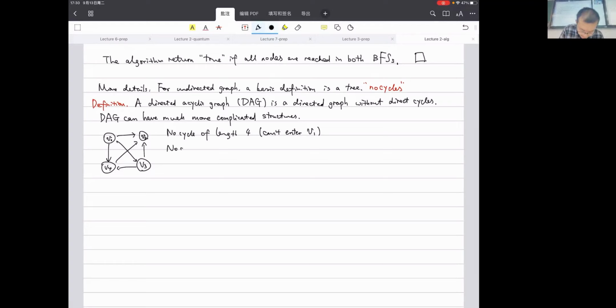And furthermore, there is no cycle of length 3. Due to the same discussion, if there is a cycle of length 3, it shouldn't contain V1. But furthermore, there is not a cycle among V2, V3, and V4, because if you look at V2, V3, and V4, this is not a cycle.